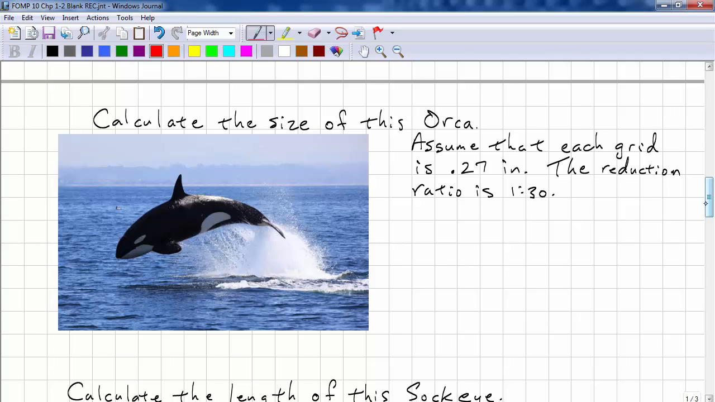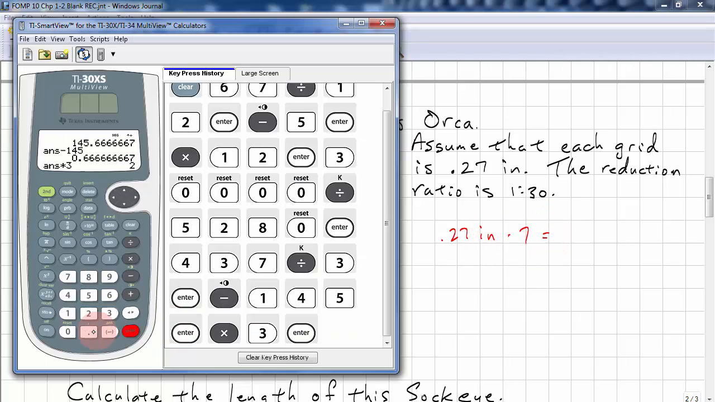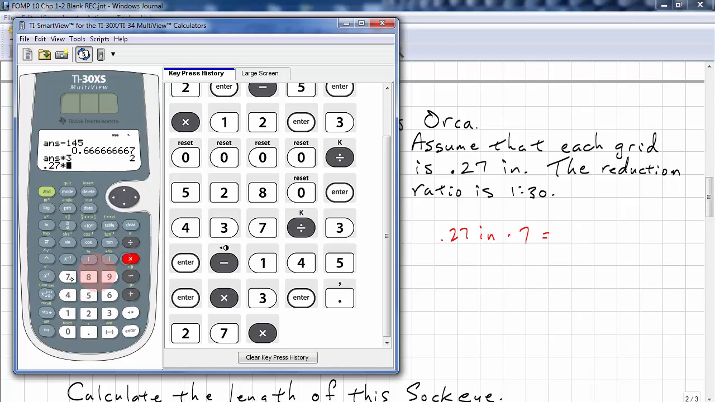Calculate the size of this orca. Assume that each grid is 0.27 inches and the reduction ratio is 1 to 30. So we count this off. 1 grid unit, 2, 3, 4, 5, 6, 7. 7 grid units. We have 0.27 inches times 7, and that equals 1.89 inches.